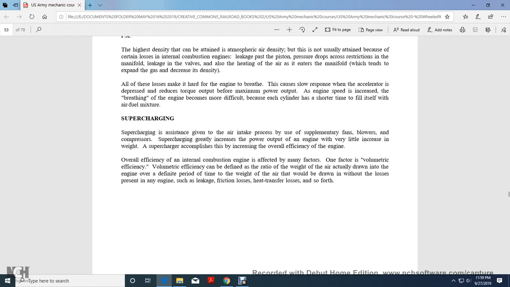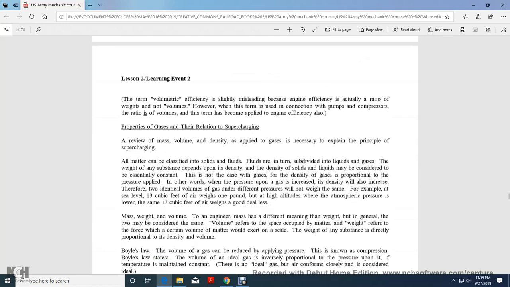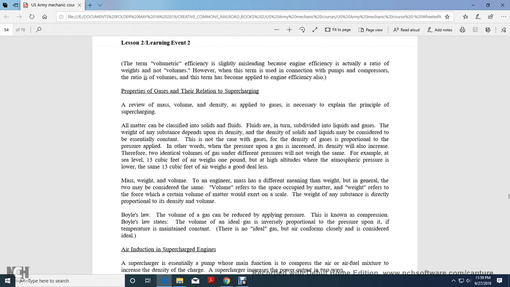Volumetric efficiency can be defined as the ratio of the weight of air actually drawn into the engine in a definite period of time to the weight of air that could be drawn in without any loss in the engine, such as leakage, friction loss, heat transfer loss, and so forth. The term volumetric efficiency is slightly misleading, because engine efficiency is actually a ratio of weights, not volumes. However, this is a term used in connection with pumps and compressors for the ratio of volumes, and the term has become applied to engine efficiency also.